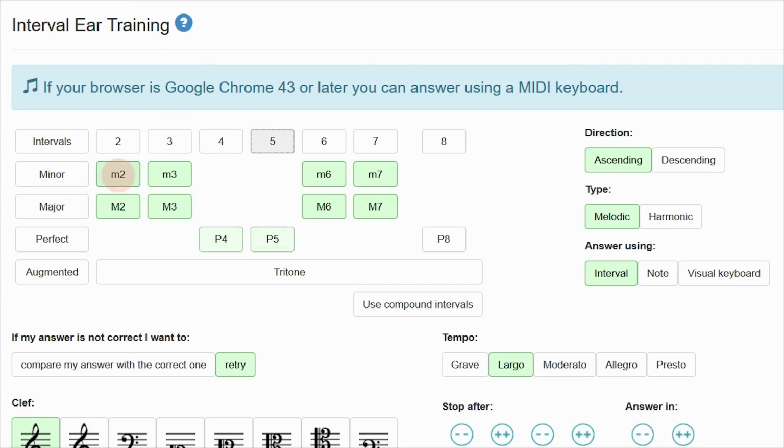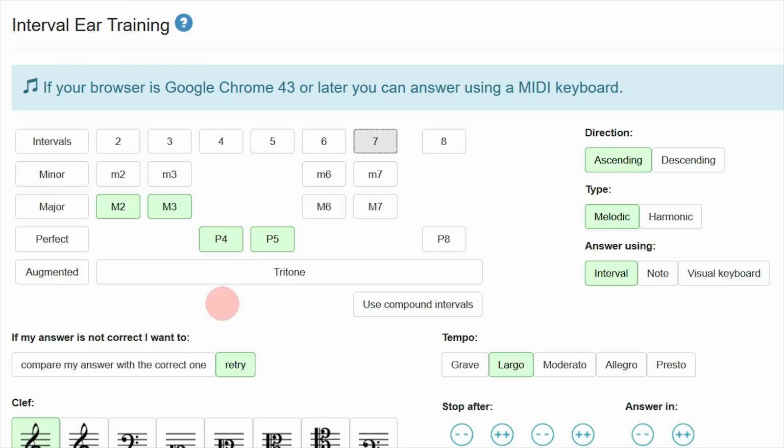So we won't do minor thirds or minor seconds. Fourths are, for all intents and purposes, always going to be P4 and P5, fourths and fifths for perfect, just because they can't be made minor. And then I would deselect these ones. So we're just starting with 4 basic intervals here: major second, major third, perfect fourth, perfect fifth.